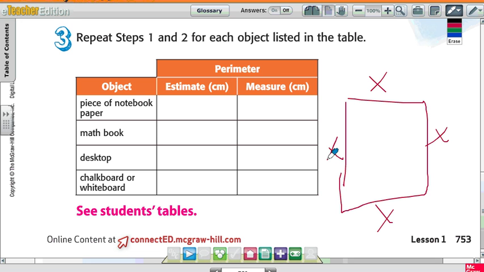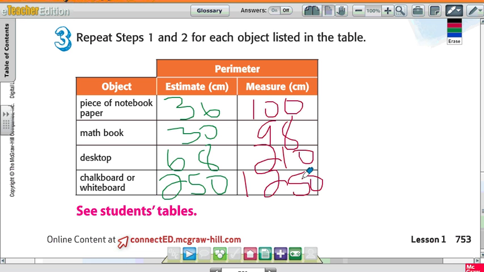I think a notebook paper would be, I don't know, maybe 36 centimeters. Your math book, 30 centimeters. Your desktop, maybe 68 centimeters. Estimate means to do what? Yes. And the chalkboard or the whiteboard in the room, that would maybe be 250 centimeters.